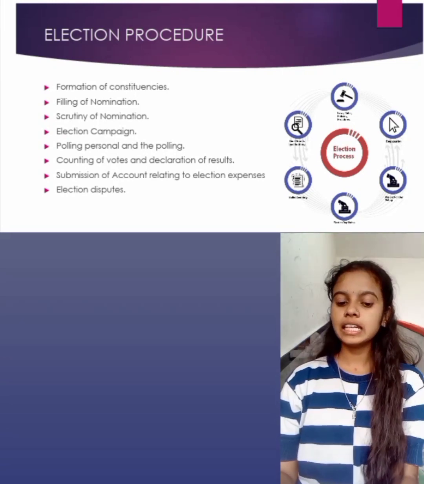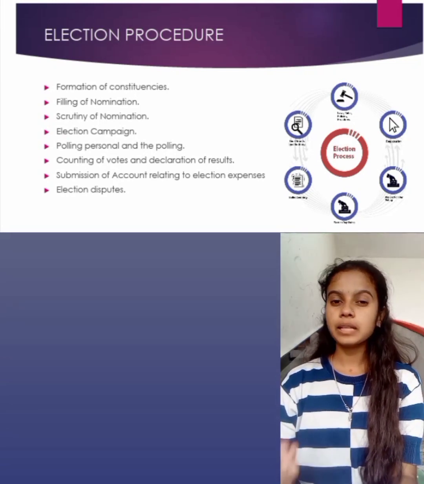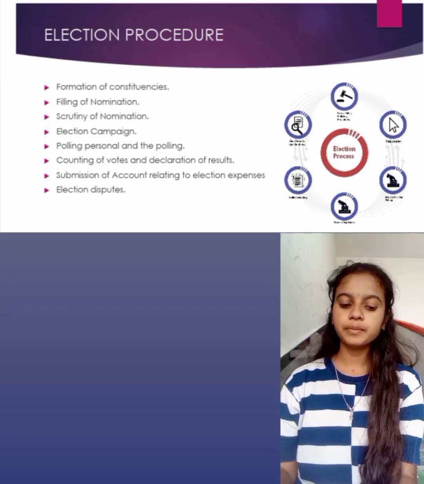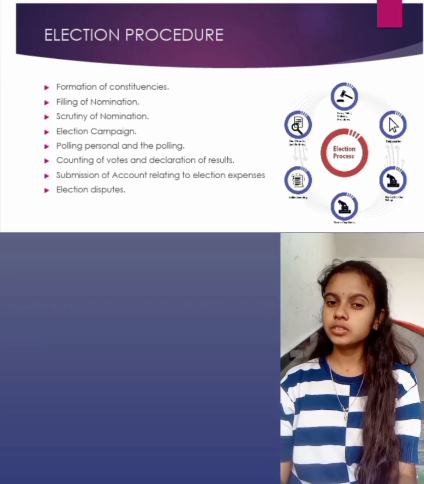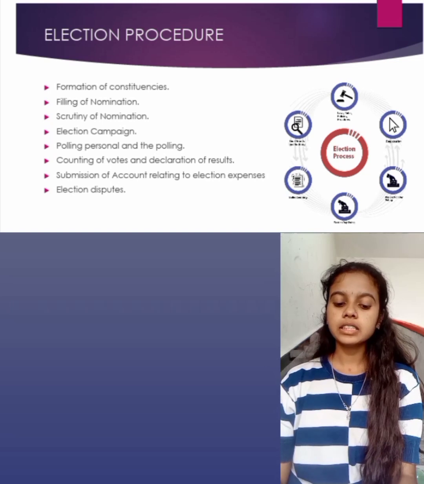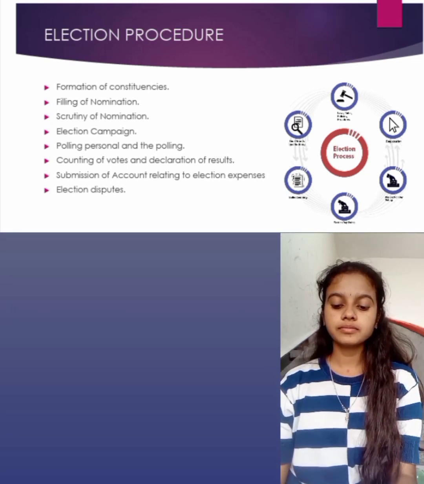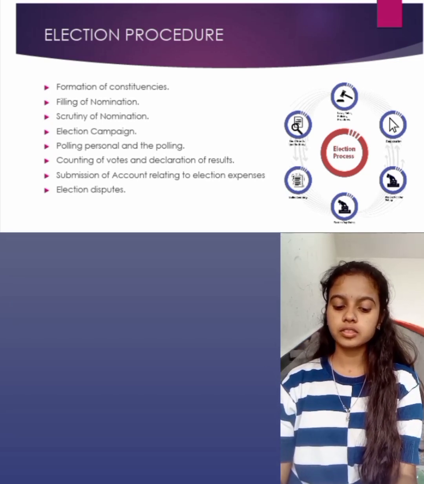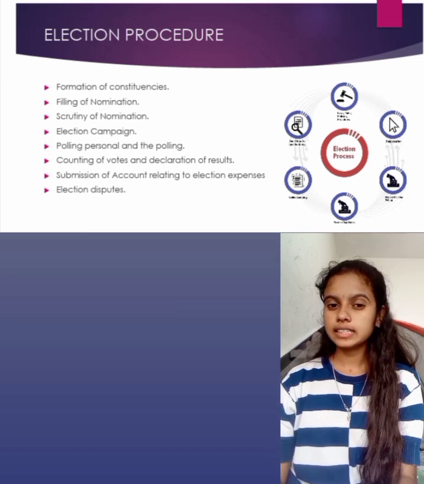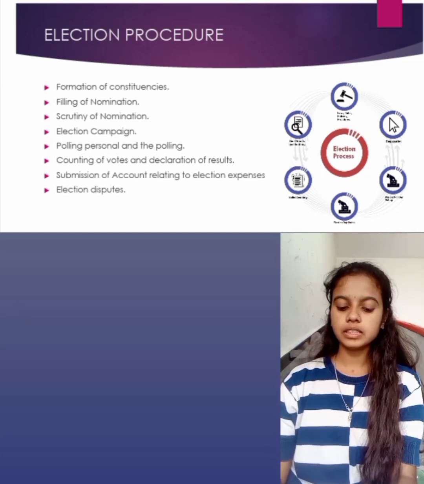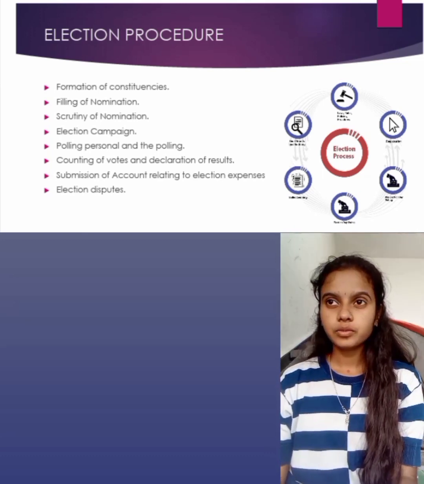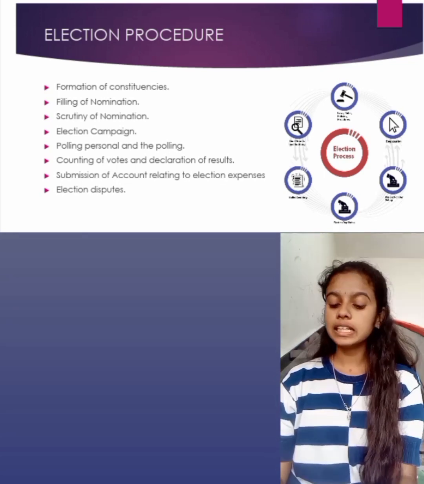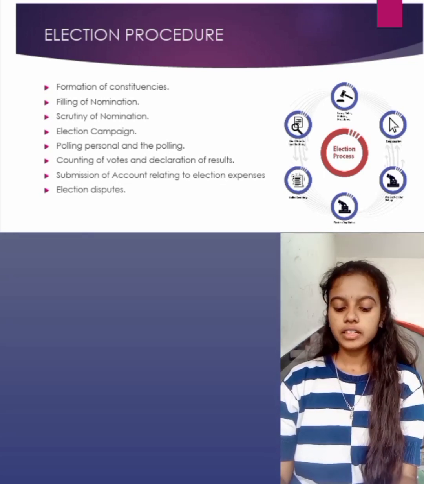The next one is polling personnel and the polling. The election campaign must be stopped 48 hours before the time when the poll concludes on the polling day. The presiding officer supervises the whole polling process and ensures that all the persons working under him adhere to the electoral norms and practices. The last one is counting of the votes and the declaration of the results.